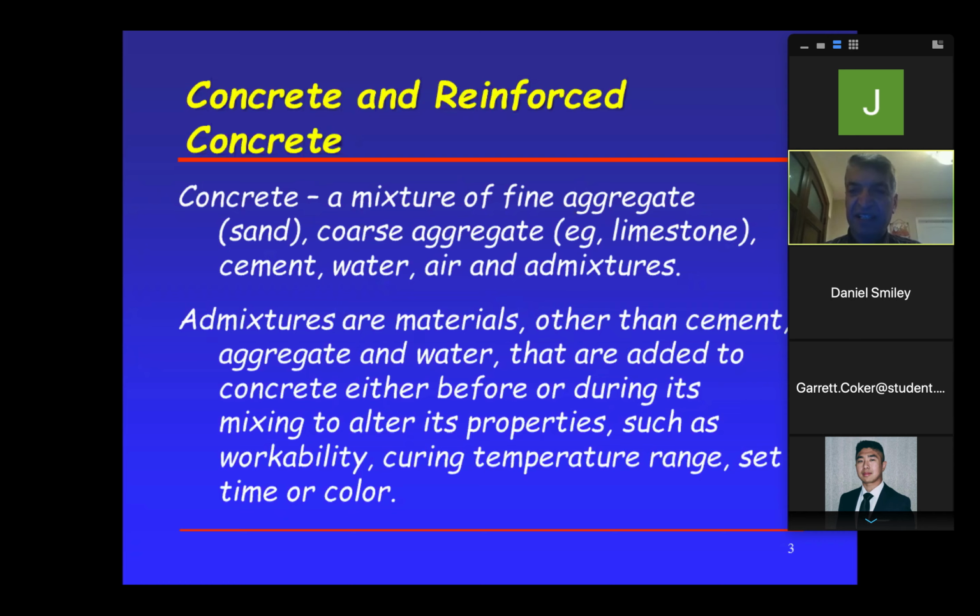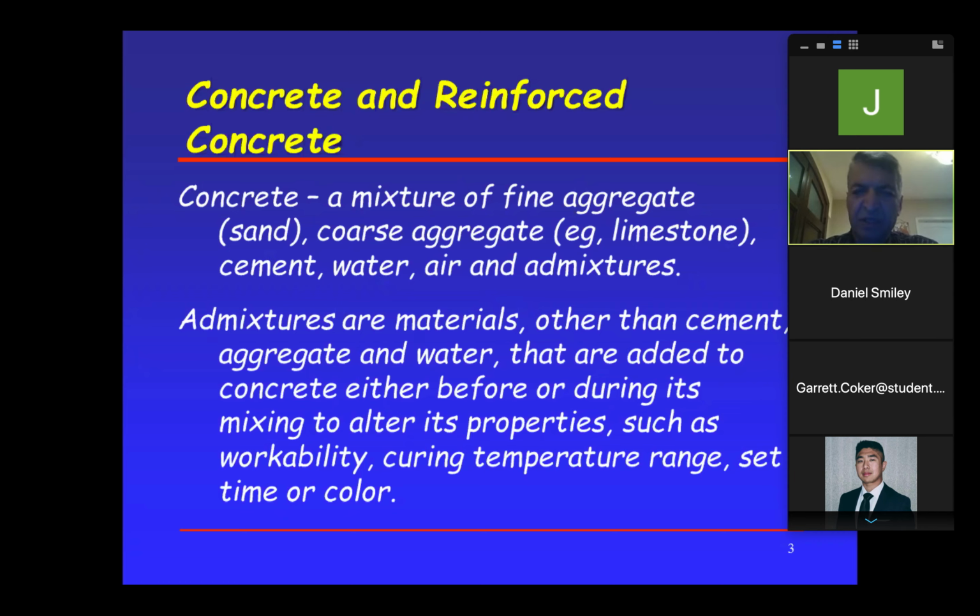Second is the coarse aggregate, which is the small rocks. They're about 3/4 inch diameter, 1/2 inch diameter. Limestone, for example. Again, where do we get that from? The mountains. And cement, of course, we all know what cement is. A bag of cement in this country weighs 94 pounds. In other countries in the metric system, they weigh 50 kilograms. And then, of course, we have to add water to it, and air and admixtures.